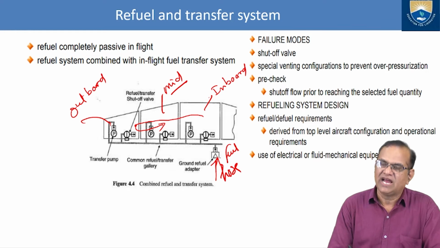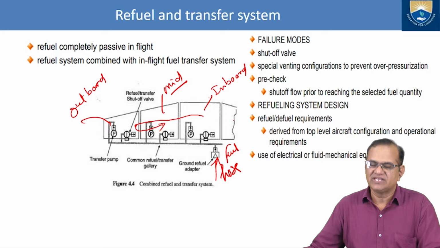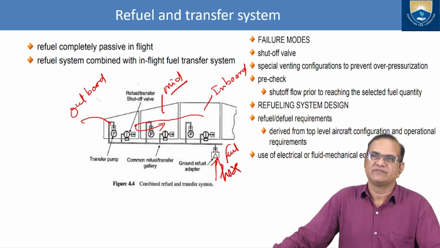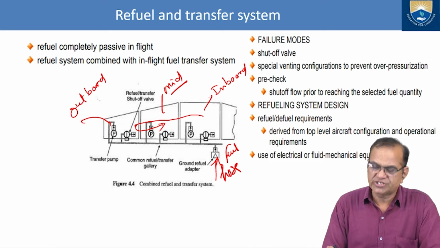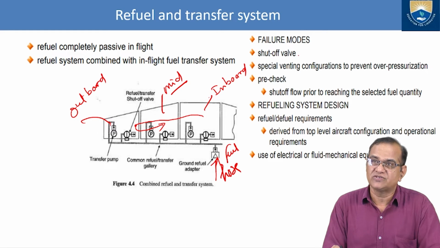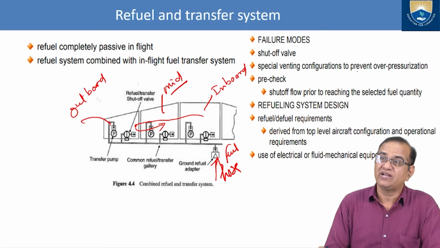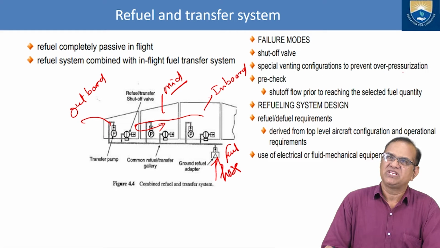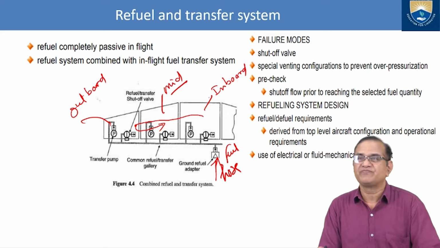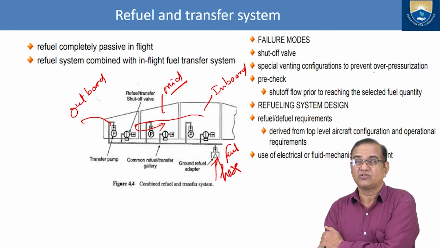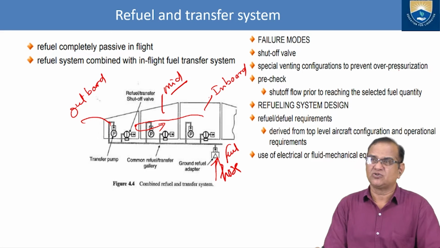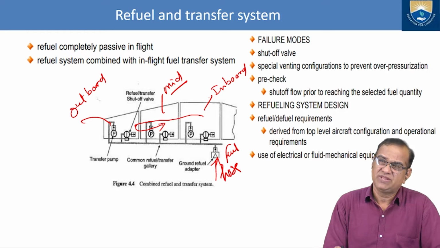Fuel hose is attached here, and in this way these systems are working. There are some failure modes also. A shut-off valve is also there, and a special venting configuration to prevent overpressurization. So we should also have the venting system so that overpressurization does not occur. If there are some problems, we can shut off these things.